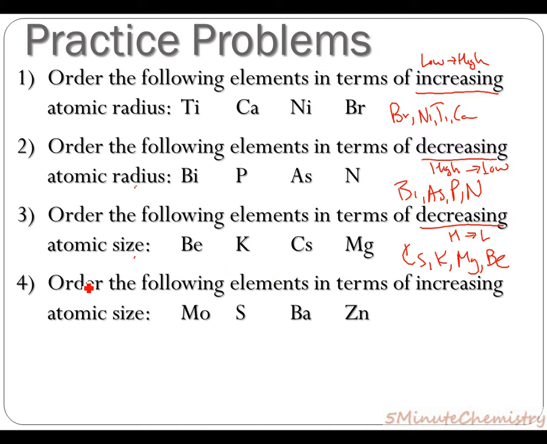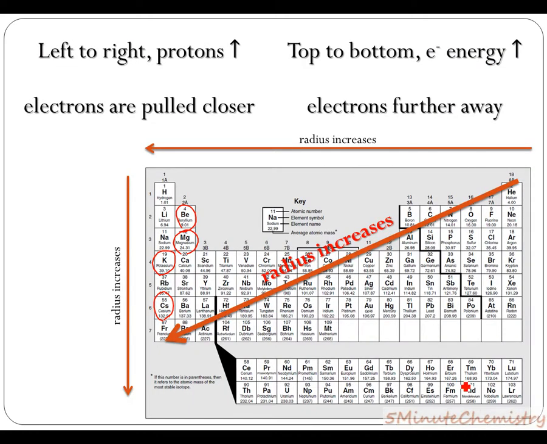Now the last one here, we have order the following elements in terms of increasing. Increasing means low to high. Increasing atomic size. Again, atomic size means atomic radius, same thing. And we want to look at molybdenum, sulfur, barium, zinc. Let's find molybdenum, sulfur, there's my zinc, and there's my barium.